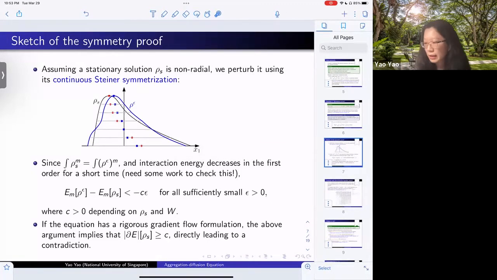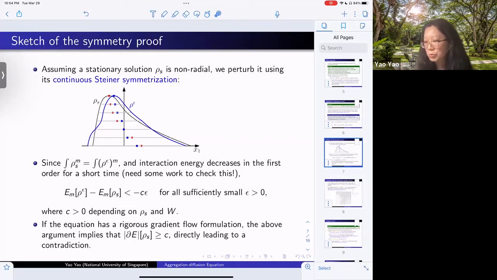The perturbation we use is called continuous Steiner symmetrization. Let me briefly describe what it's like. Let's say we have this profile rho_s, the steady state that we want to rule out, so this is anything that is not radially symmetric. As long as it is not radially symmetric after any translation, we are able to find a hyperplane that cuts the mass of this function into half and half, such that the two halves are not symmetric decreasing about the hyperplane.